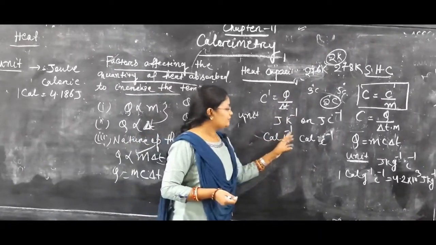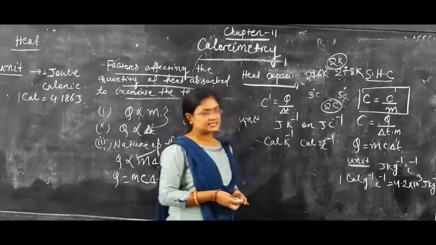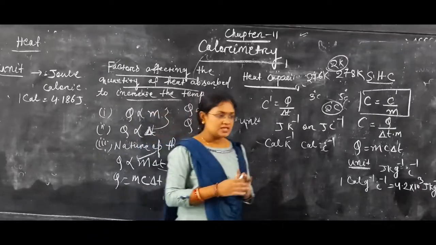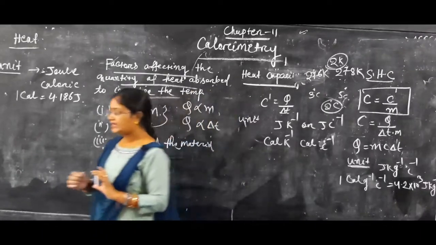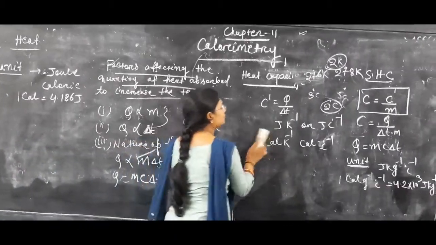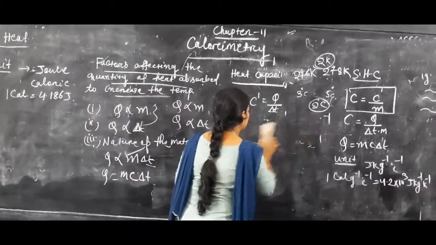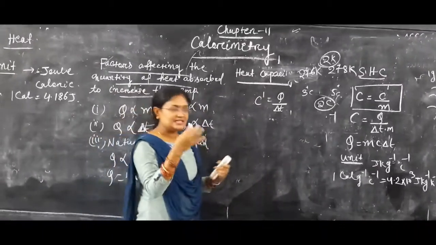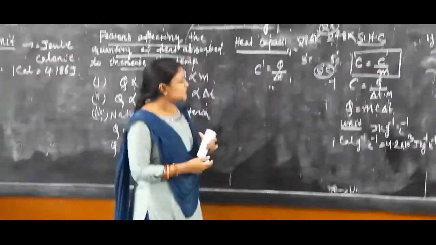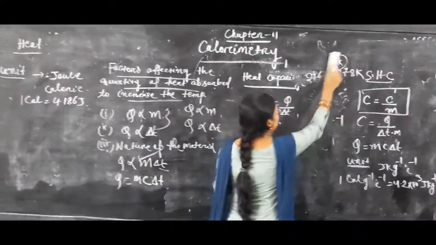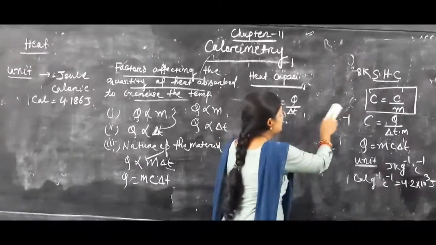So calorie Kelvin inverse or calorie degree Celsius inverse. So what is heat capacity? Heat capacity is the amount of heat required to increase the temperature of a whole body through 1 degree Celsius. वन बॉडी का टेम्परेचर को 1 डिग्री सेल्सियस इंक्रीज करने के लिए जितना अमाउंट ऑफ हीट चाहिए, दैट इज योर हीट कैपेसिटी. And after that, what is your specific heat capacity?